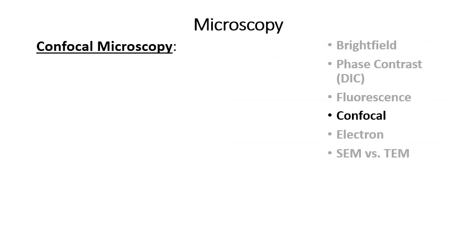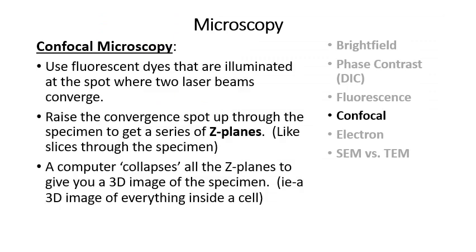All right, confocal microscopy. This is where you take two different laser beams and you point them at a common spot in the cell. The cell will only be visible at the spot where the two laser beams converge. So you can cause this convergence point to go up or down within the cell, and you generate a lot of things that are called Z sections or Z planes that look like slices through the specimen. Then a computer collapses the Z planes, which is the official term, and makes a three-dimensional image inside the computer.